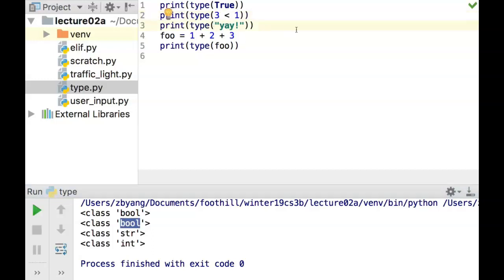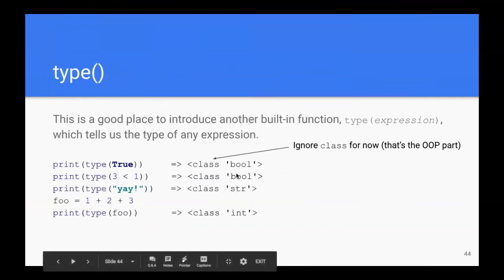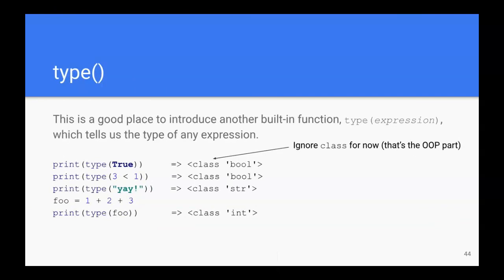And I hope that the next one should be simple. This is a string, that's why the type is a string. And lastly, you add 3 numbers together, that's another number. Well, in this case, it's an integer. So that's why the type is an integer. So type is a function that lets you peek inside of how Python works internally.